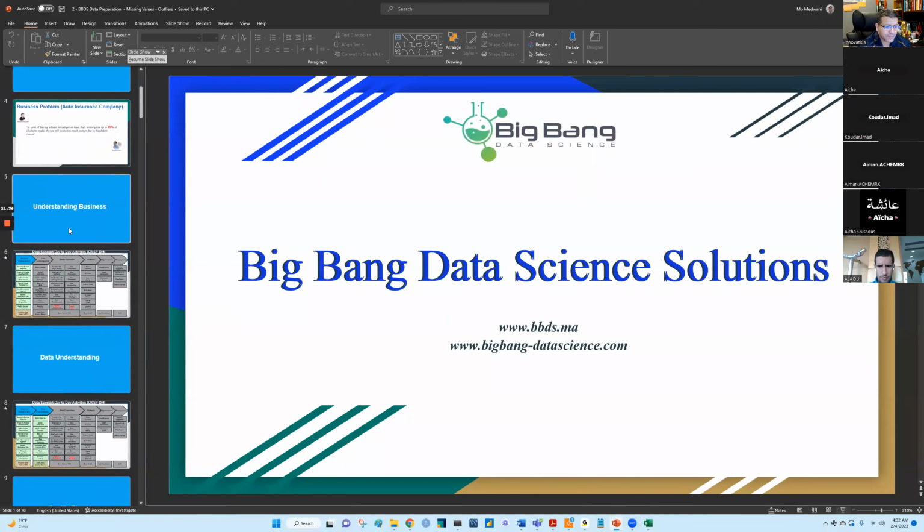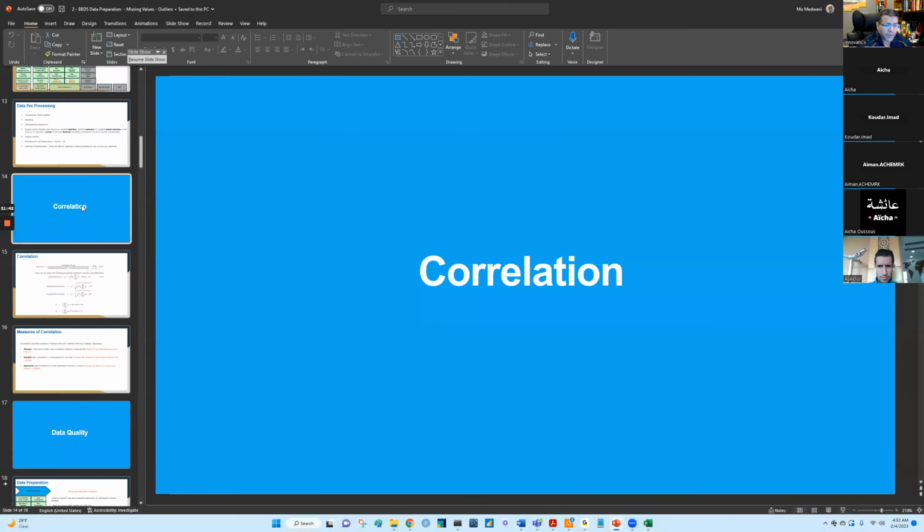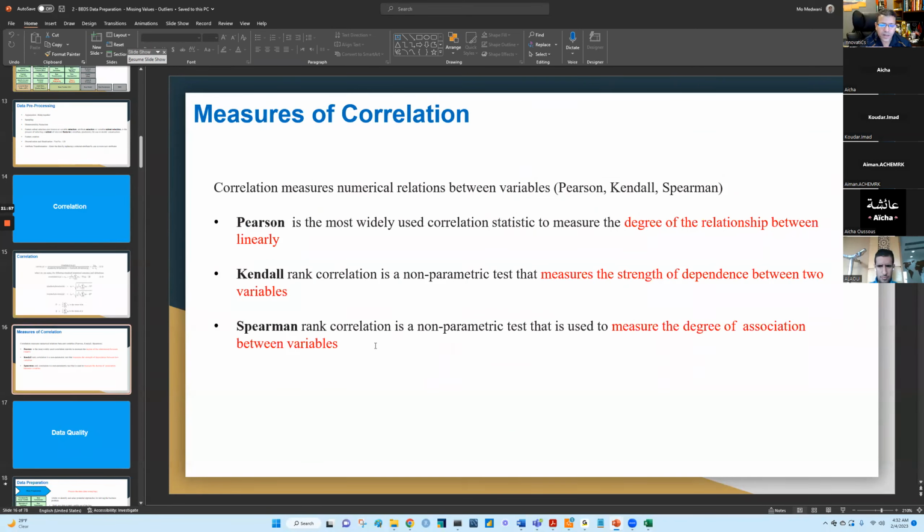Okay, so we talked about the correlation, and the correlation is simply the covariance of x and y divided by the standard deviation of x multiplied by the standard deviation of y. So we talked about the types of correlation. Pearson measures the degree of linear relationship between the variables. Kendall measures the strength of dependence between two variables. Spearman measures the degree of association between the different variables.